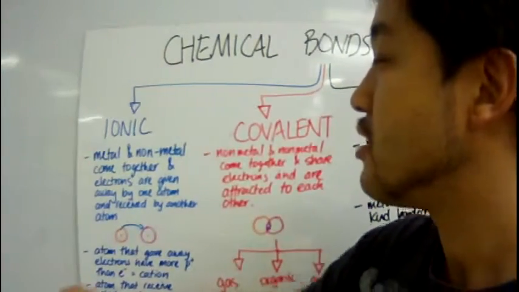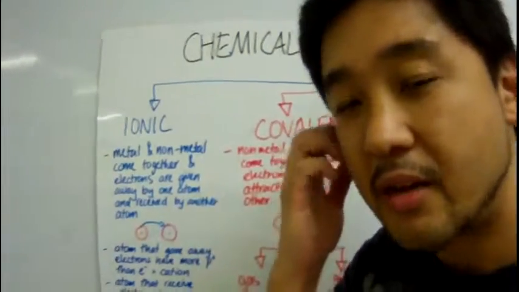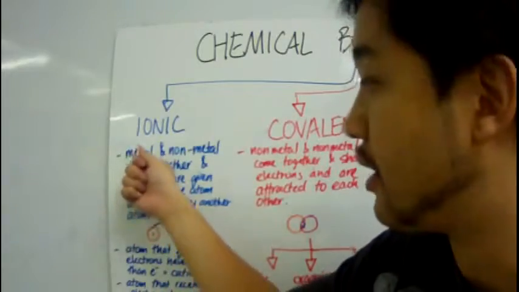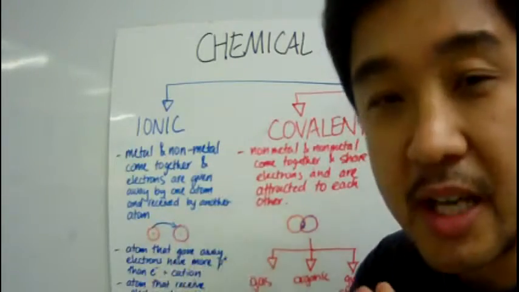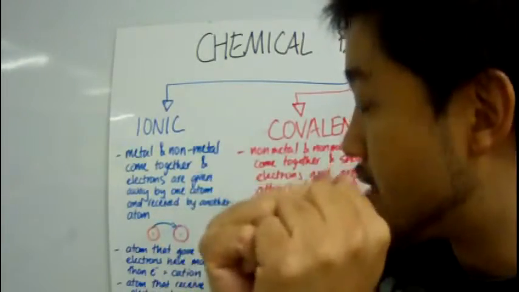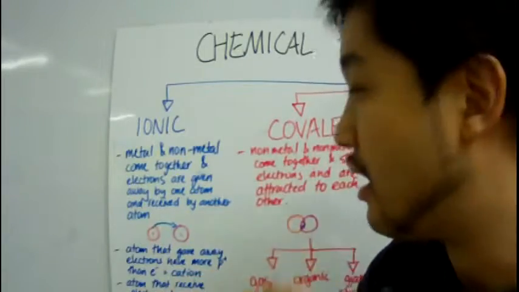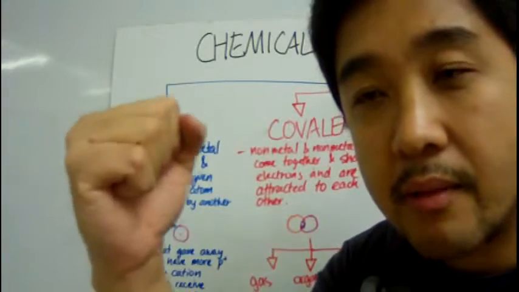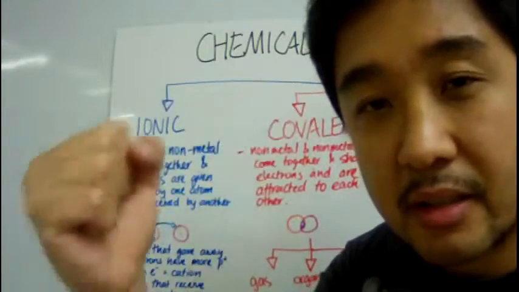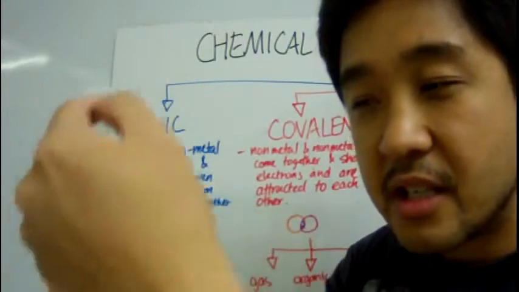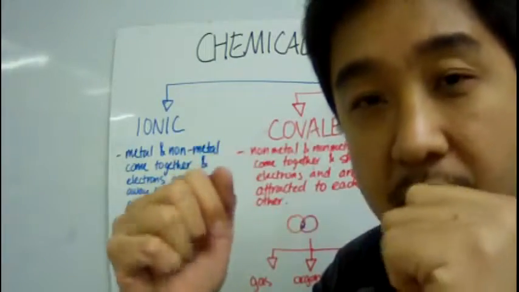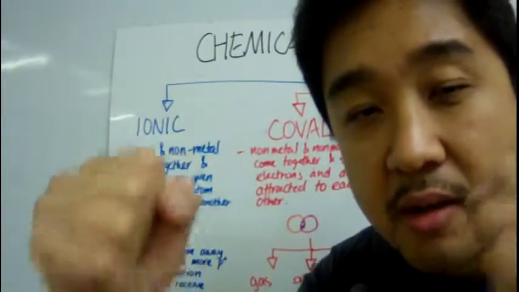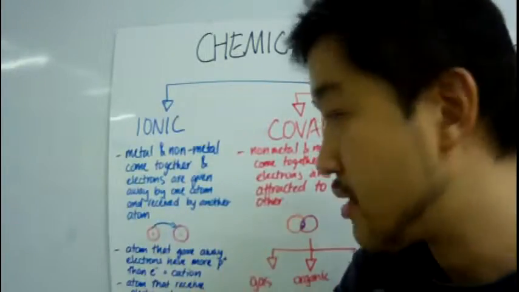All right. So ionic bonds, and what are they? Well, ionic bonds come when a metal and a nonmetal come together. And when the atoms come together, electrons are given off by one of them, usually by the metal atom, and the electrons are given to the non-metal atom. And when electrons are given away and received, it becomes ions.